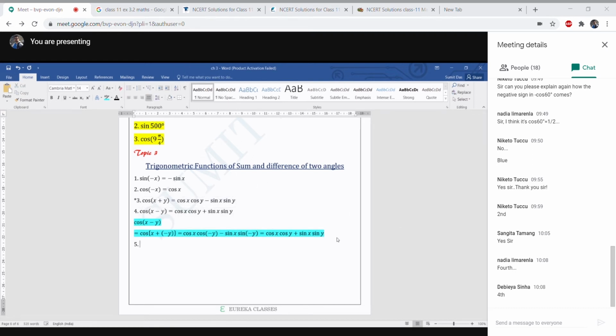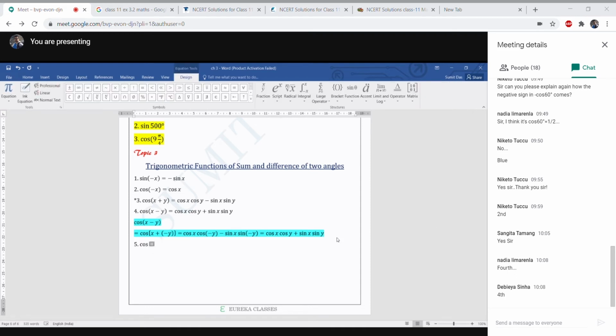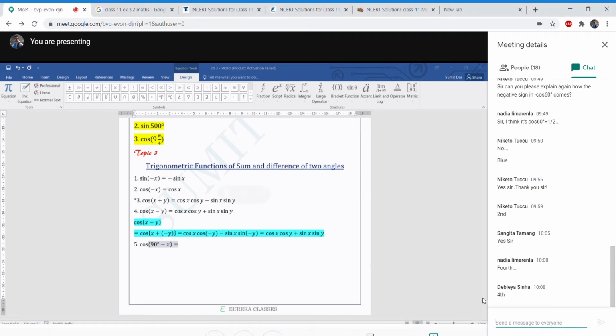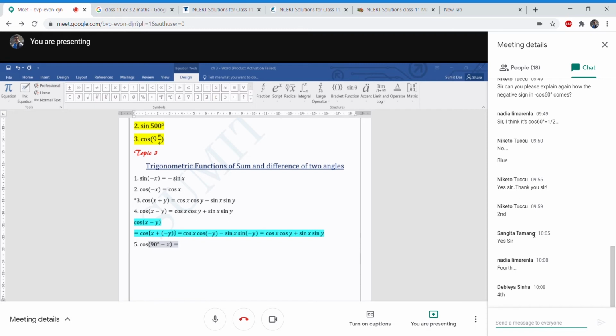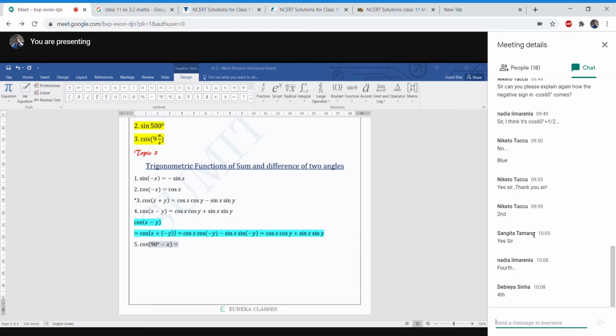Next, formula number 5. This formula you already know, you learned it in class 9, but here we learn it a little differently. Can anyone tell me what the formula will be? Cos 90 degrees minus x equal to how much? Fast. What is the formula for this?